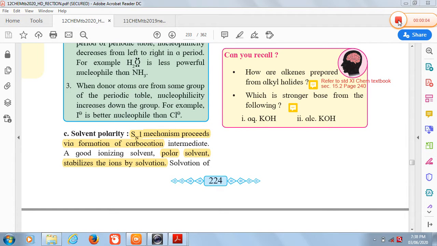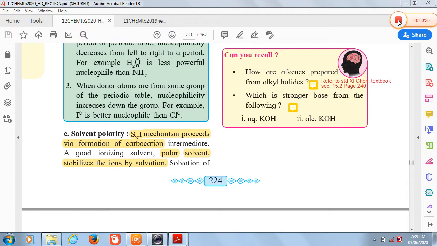Our chapter is halogen derivatives. Now, can you recall some concepts? How are alkenes prepared from alkyl halide? And second, which is the stronger base from the following: one, aqueous KOH, or two, alcoholic KOH?